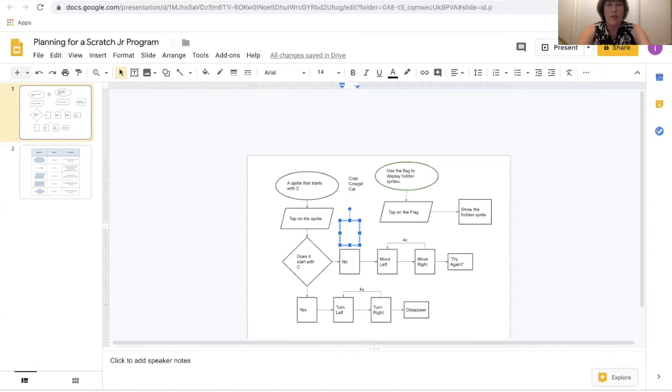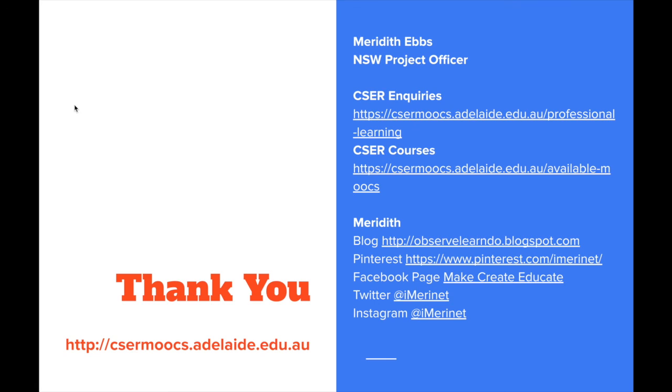The characters that don't start with C are going to be a duck, a fish, and a pig. So the ones that don't start with C are going to move left, move right 4 times, and then say try again. You can use any characters you like. Students don't have to choose exactly the same as you. Feel free to let them explore and use alternate characters to demonstrate their understanding of their phonics and their sound associations. Thank you for listening to my session on Scratch Junior and planning your code.